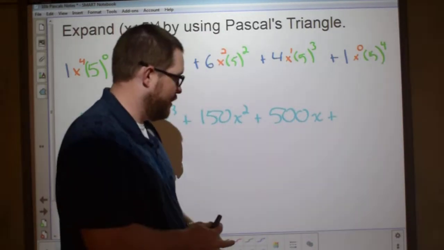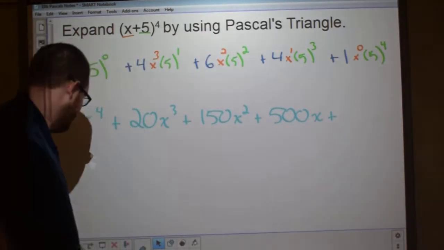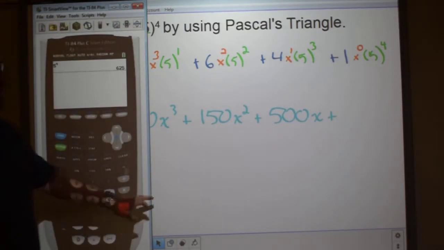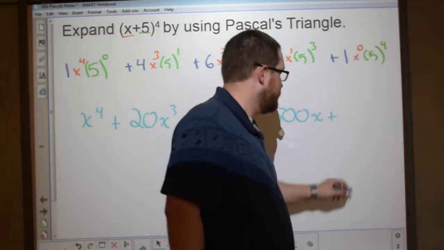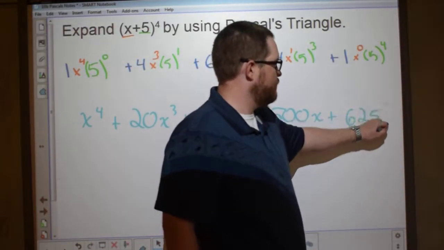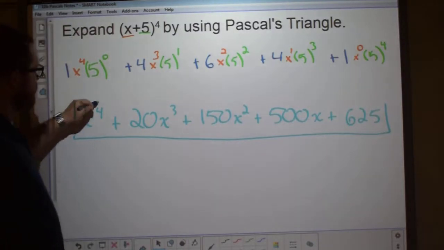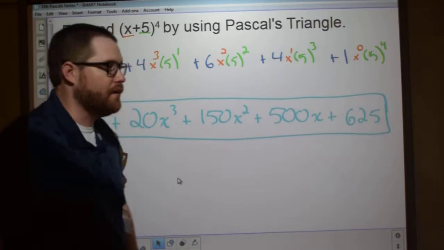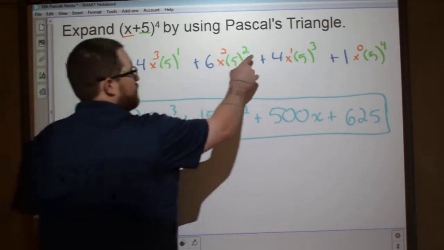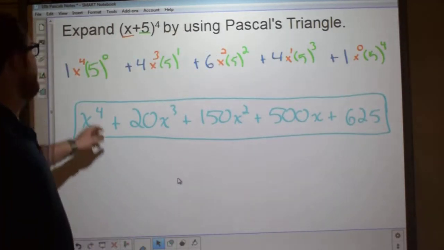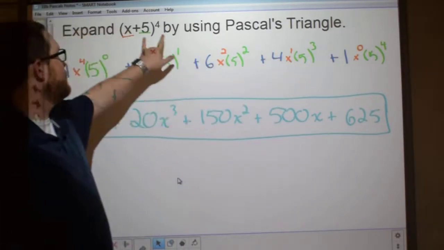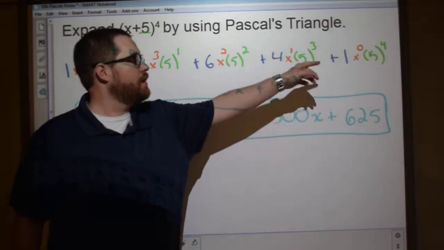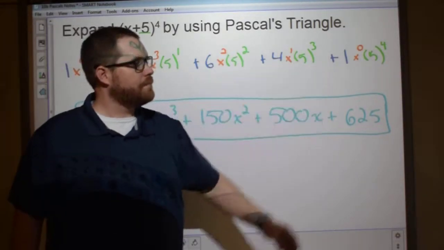5 to the fourth. Well, I might need a calculator for that one. 5 to the fourth is 625. Much faster than if I had to FOIL everything out. Again, the coefficients come from Pascal's triangle. The x's and the 5's come from the two terms in the binomial. The powers go down on the first term and go up on the second term.